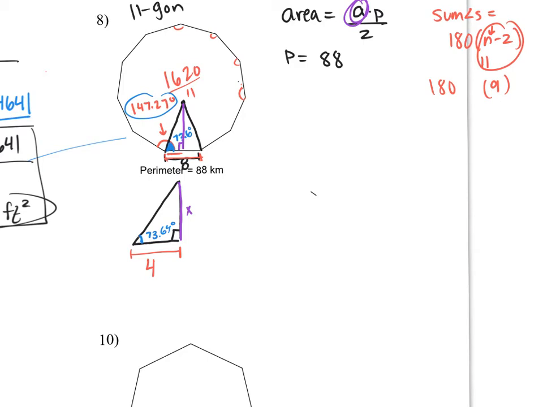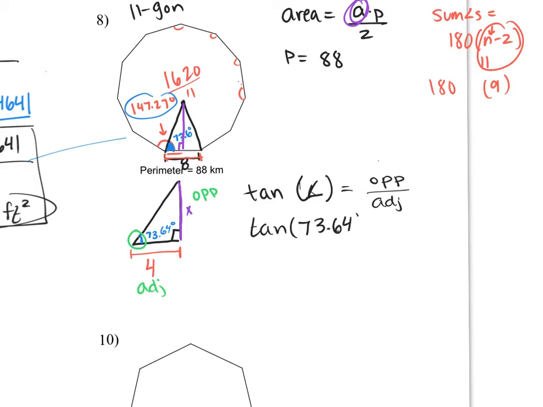So I've got all of these pieces. Let's go ahead and use trigonometry. I have information about my opposite and my adjacent, so I think tangent is a good idea here. The tangent of an angle, in general, equals the opposite side over the adjacent side. So the tangent of this angle, which is 73.64 degrees, equals the opposite side, which is x, over the adjacent side, which is 4.